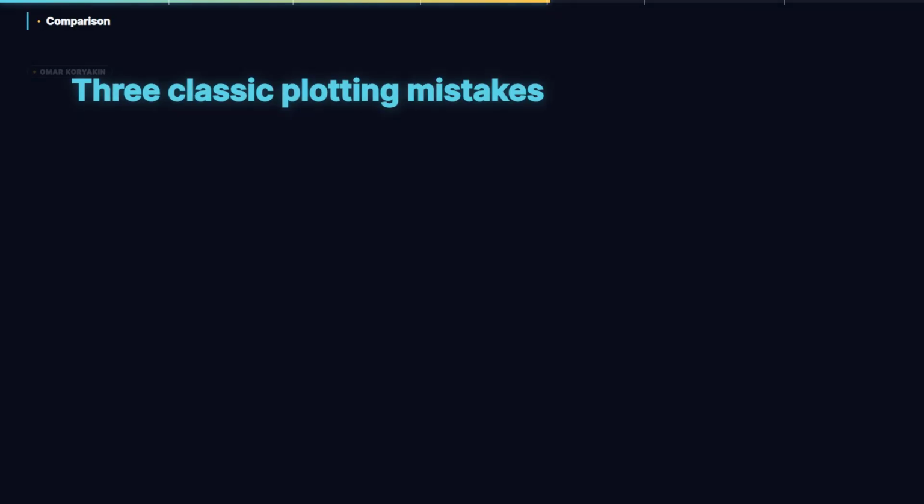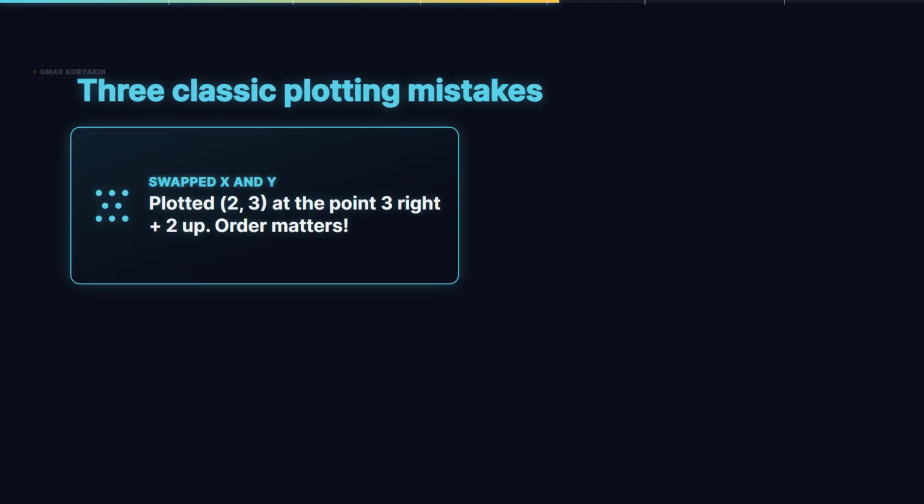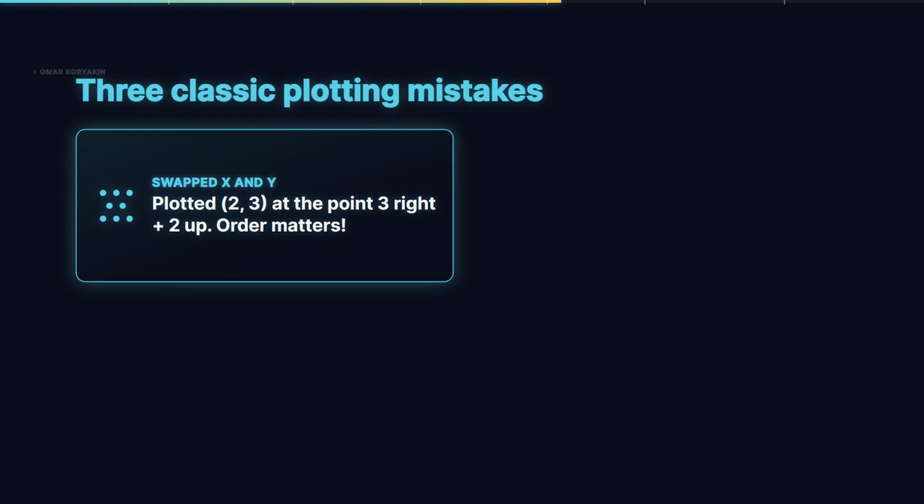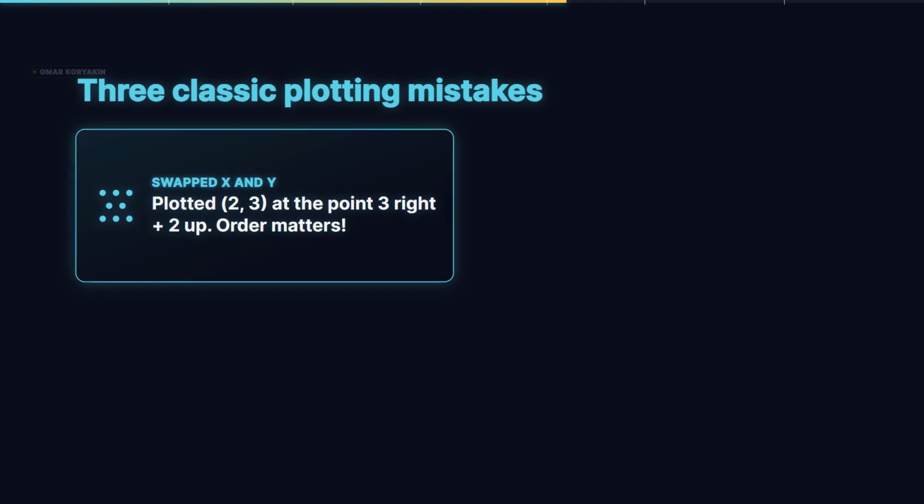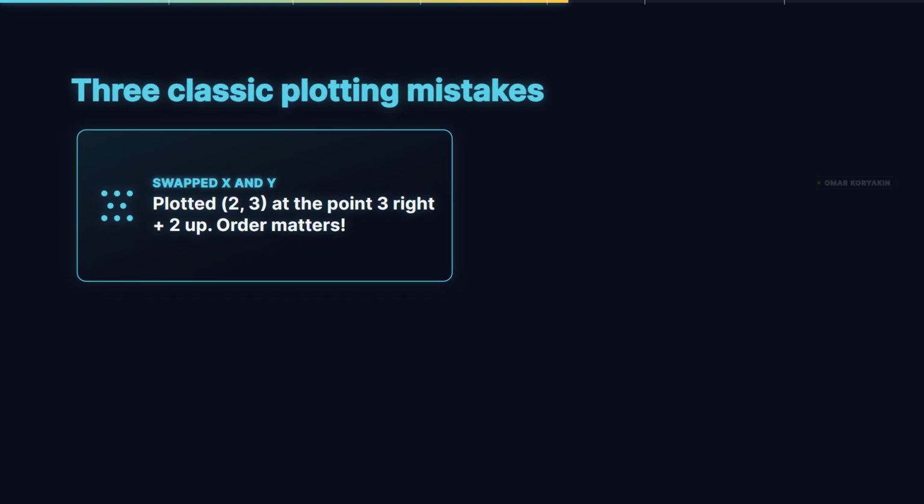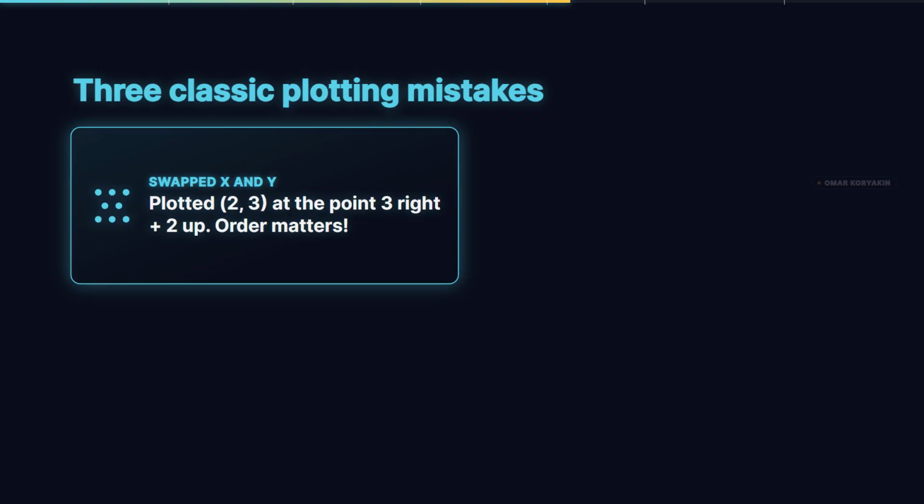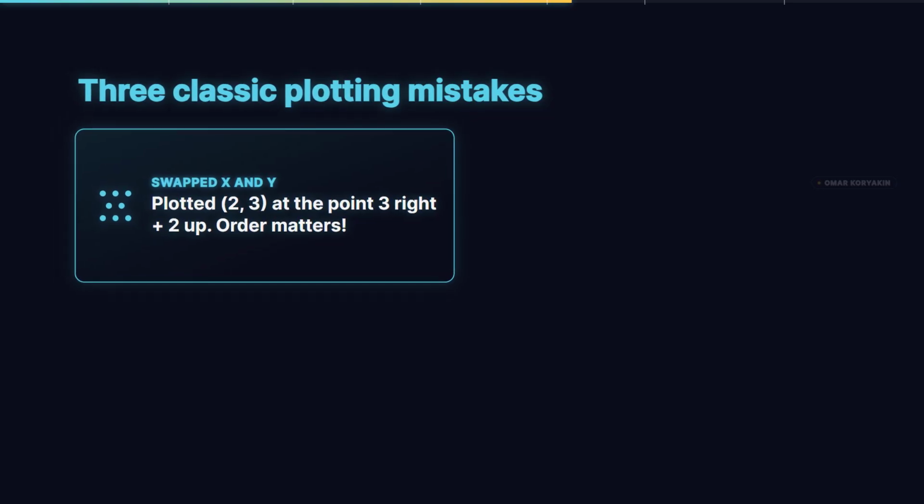Three mistakes catch every algebra student during their first weeks of plotting work. Each one is fixable with a small explicit habit applied on every plot. First mistake: swapping the x-coordinate and the y-coordinate when reading or plotting an ordered pair. A student sees the pair (2, 3) and plots a point at 3 units right and 2 units up, treating the coordinates as y first then x.